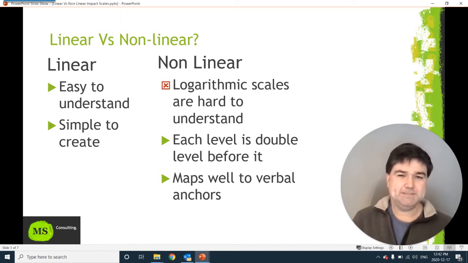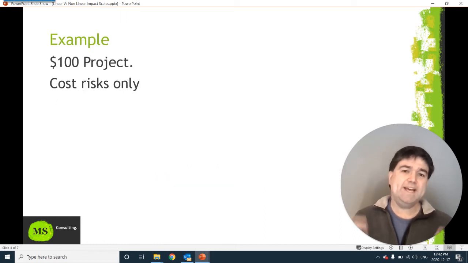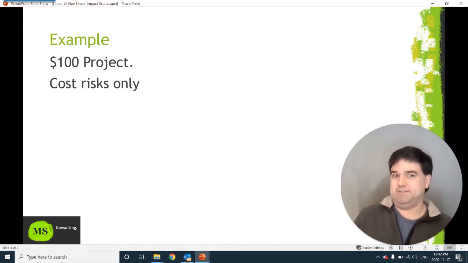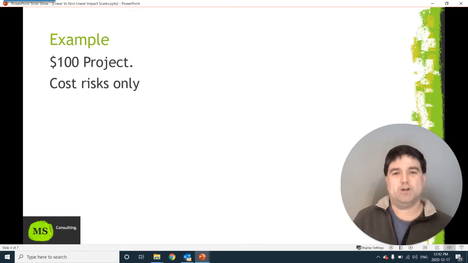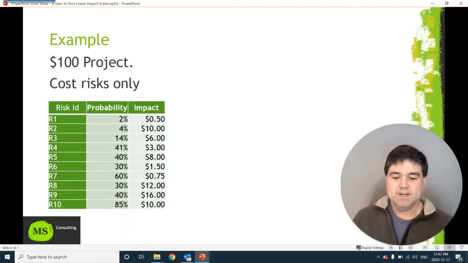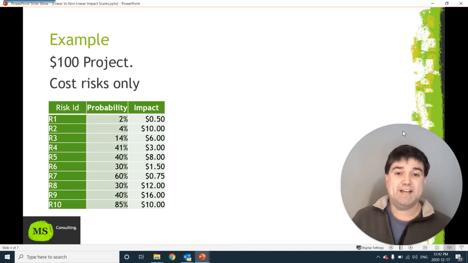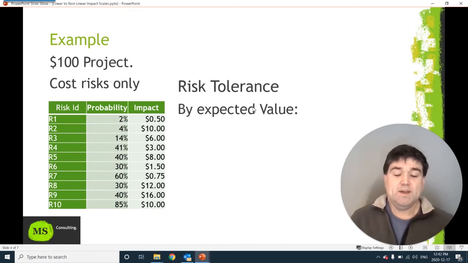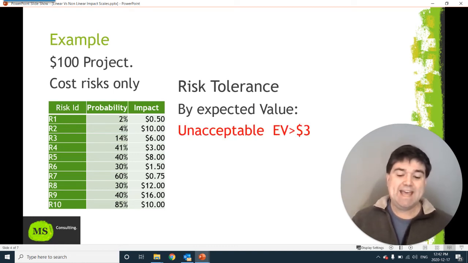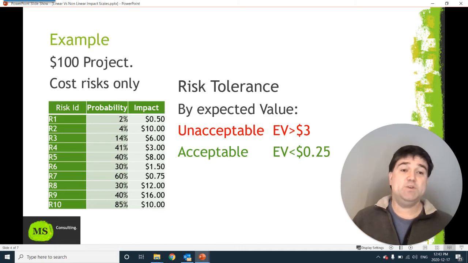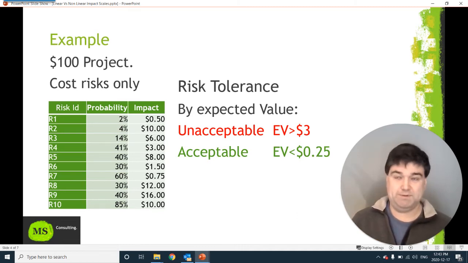Let's look at that for a second with an example. We're going to take a $100 project. Why? Wow, because it's massive. It's a $100 project, and we're just going to look at cost risks only for the sake of simplicity. So here are our 10 risks, and you can see the probability and impact of each of those risks, and you can basically calculate the expected value. Now, our risk tolerance on this project is going to be measured by expected value. Anything that has an expected value over $3 is an unacceptable risk, and anything that has an expected value under 25 cents is a totally acceptable risk.